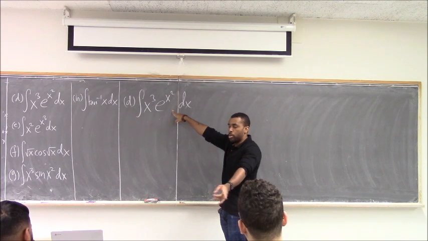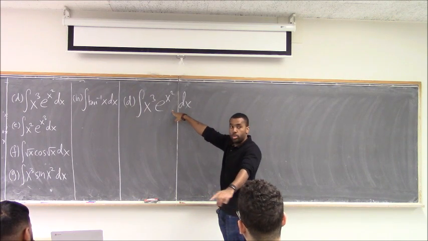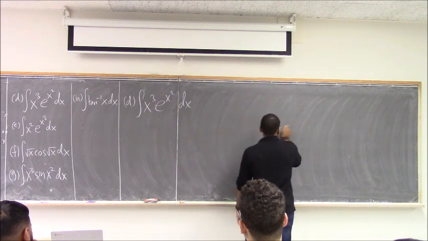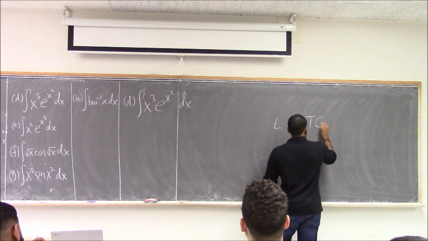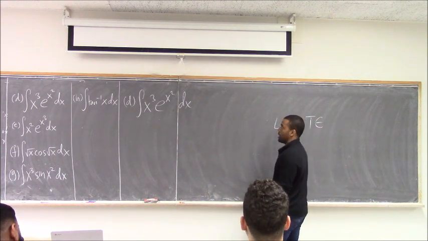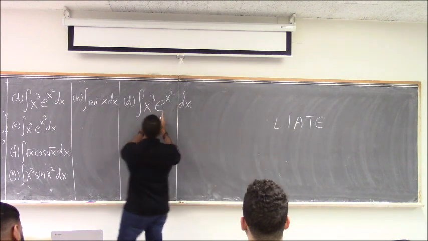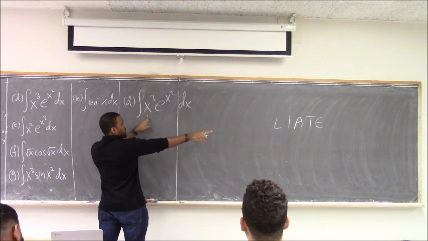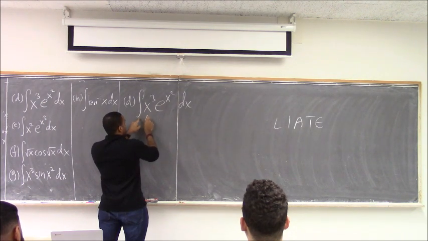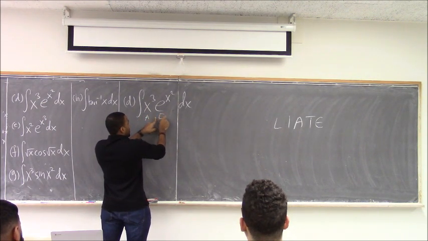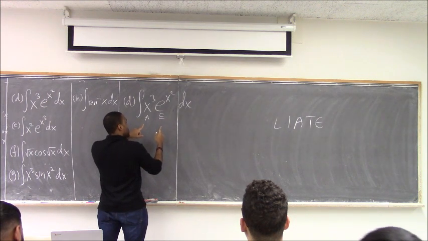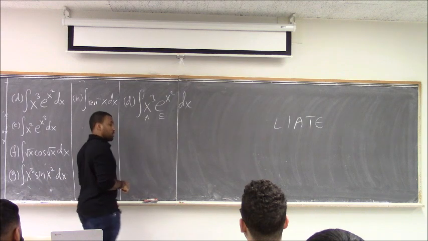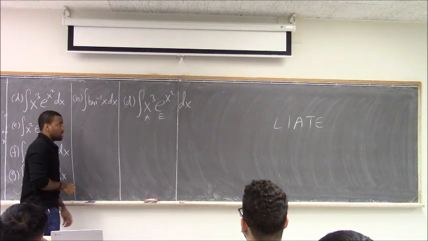Which tabular method, remember, is another way to do by parts. How do we choose the parts in by parts? That was on the quiz. Well, that was the answer to that question. Right? What kind of functions are these? This one here? In terms of the letter. That's an A, and this is E. So if we were to choose a U, who would be the U? This guy.